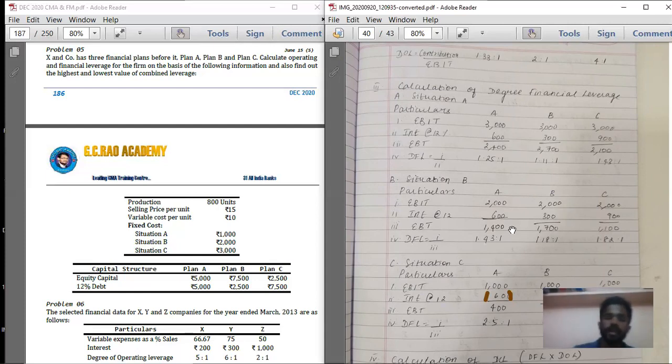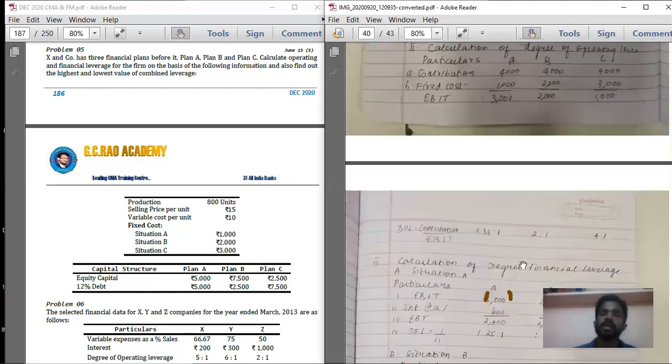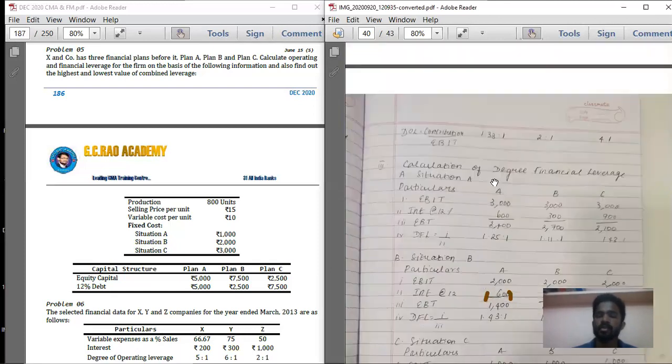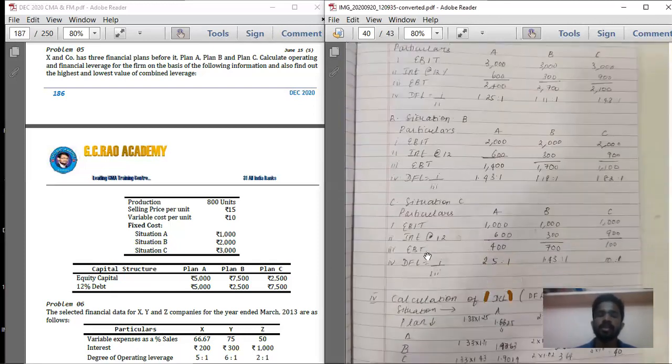Below that, leave one line gap. Now situation C. What is situation C? That is fixed cost of 3000. When fixed cost is 3000, EBIT is 1000. So we have calculated EBIT is 1000 under situation C. So we have to calculate what is the DFL under three plans. So situation C: below that write capital C, situation C, underline it.